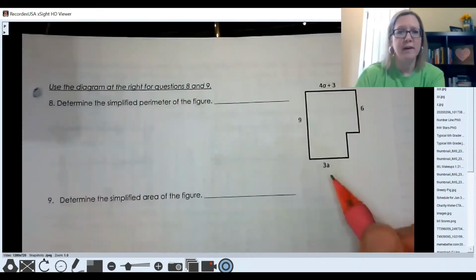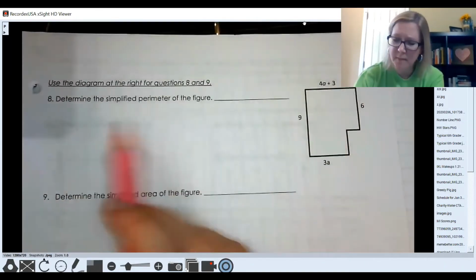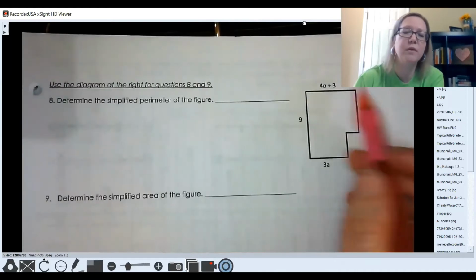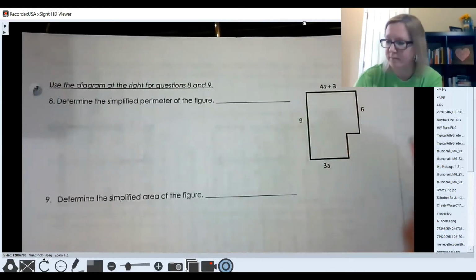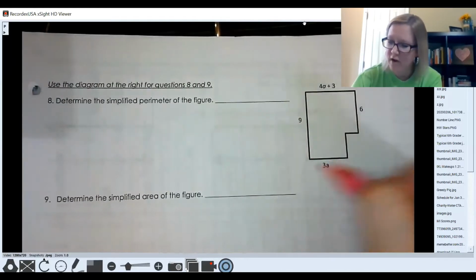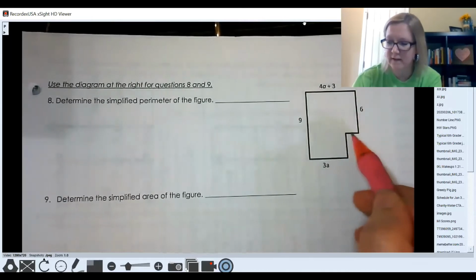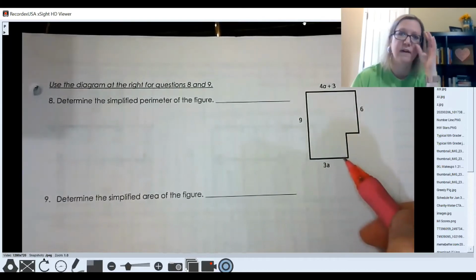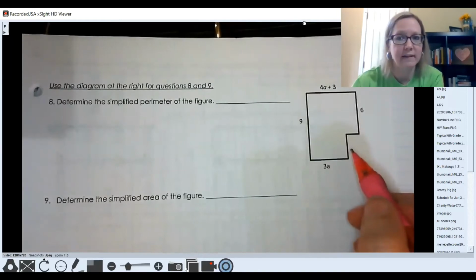So on problem number 8, I'm going to ask us to find the perimeter. Well, we know the perimeter is the distance all the way around a shape. But notice we don't have all of the side lengths. This side length and this side length are not given to us. So we've got to figure out what those missing side lengths are.